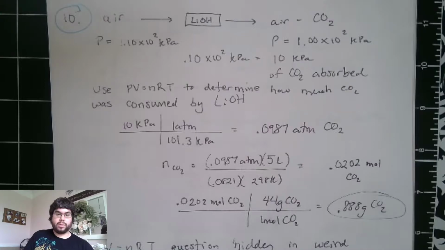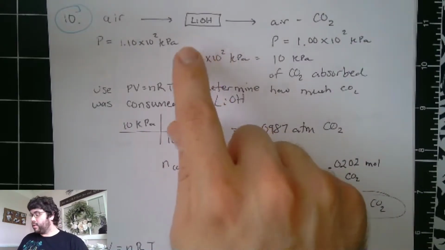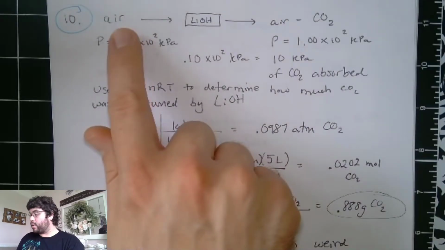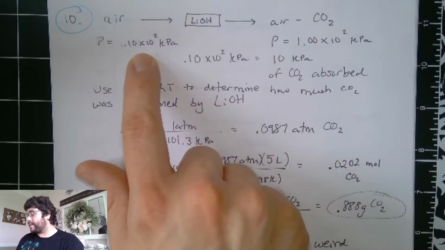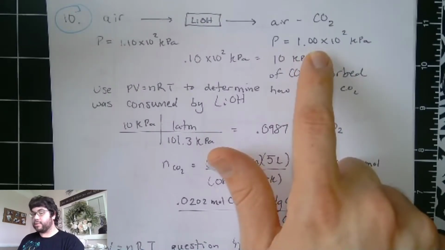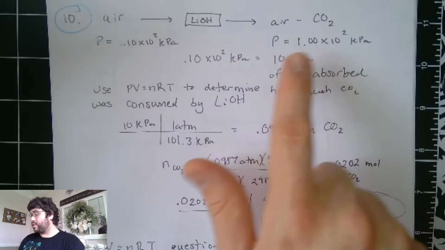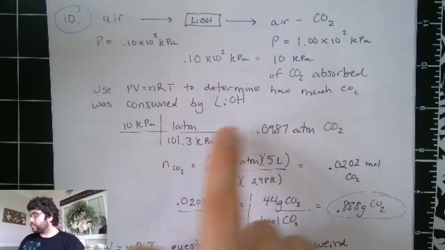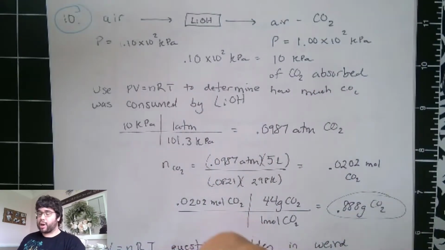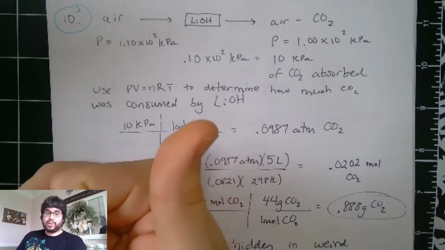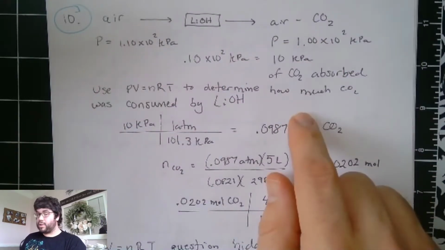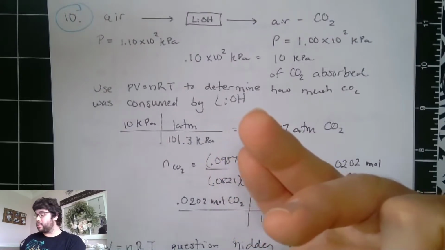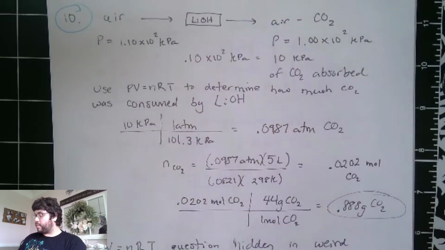To answer this question, we need to figure out how much carbon dioxide was actually absorbed by this LiOH canister. So I made a quick diagram here. The air going in has a pressure of 110 kilopascals, and it comes out as 100 kilopascals. So the carbon dioxide that reacts with the LiOH has a pressure of 0.1 times 10 to the second kPa, or 10 kPa. Now we want to know what mass of carbon dioxide was absorbed. We're going to use PV equals nRT, because we can use that to figure out how many moles of carbon dioxide were absorbed by the LiOH, and then from there we can convert to grams.